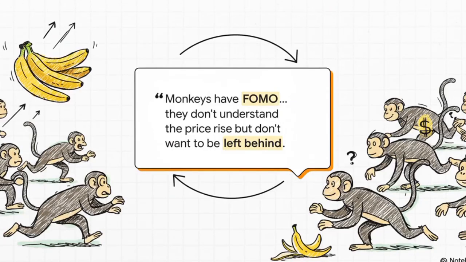So what's driving that crazy mania phase? Well, it's good old-fashioned FOMO, the fear of missing out. Monkeys see other monkeys getting rich off these bananas. And even if they have no idea why the price is going up, they jump in anyway. Why? Because they definitely don't want to be the one left behind. It's just pure herd mentality.